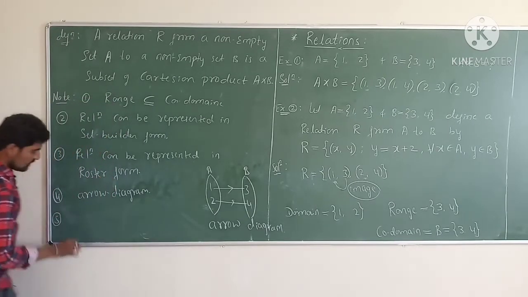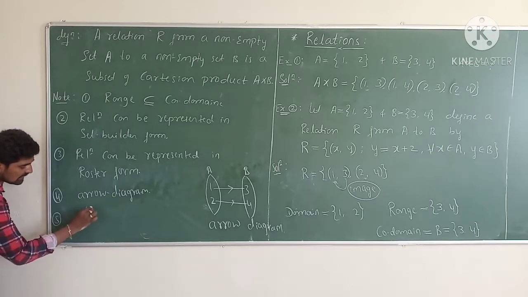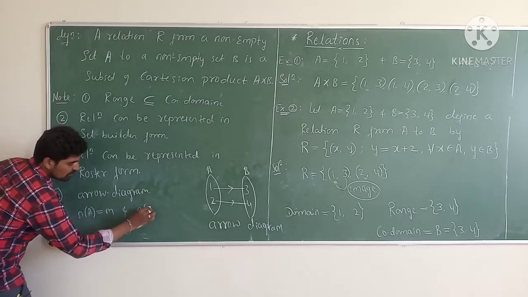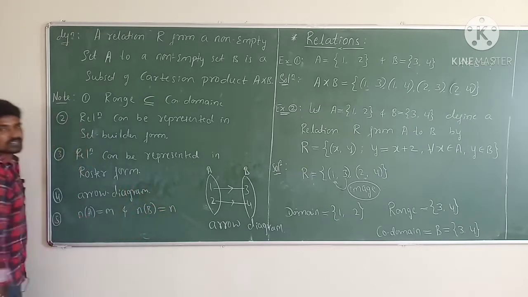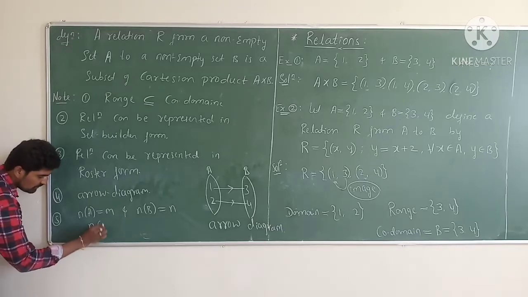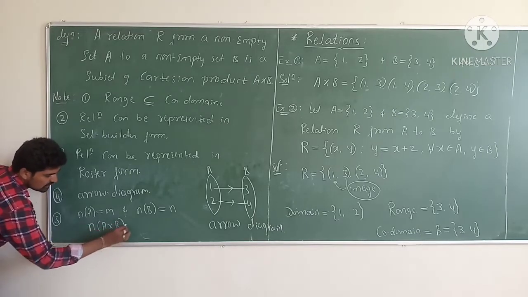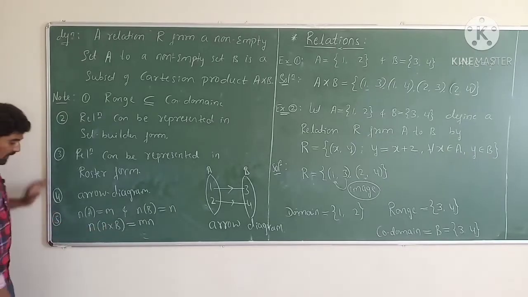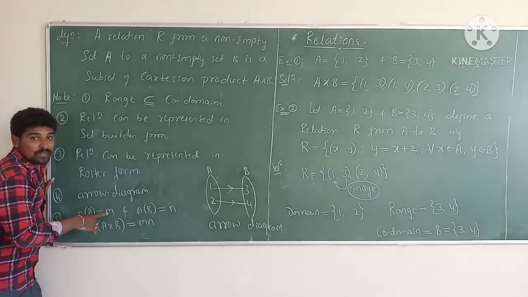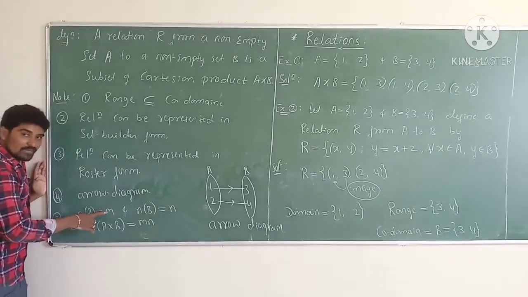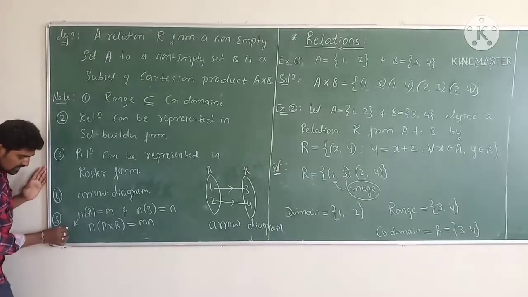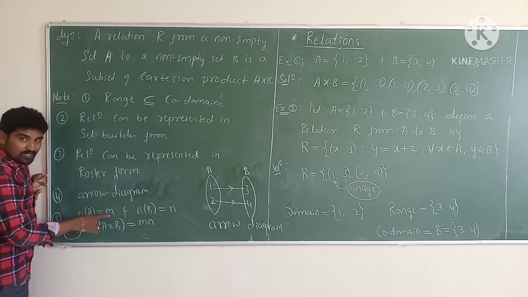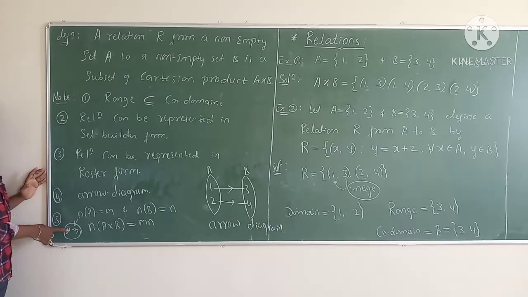If the number of elements present in set A is equal to m, and the number of elements present in set B is equal to n, then of course the number of elements present in A cross B should be equal to m into n. We discussed this. Then if set A has m elements, we may write the number of subsets for set A is equal to 2 raised to m. If a set has m elements, the number of subsets we can write is 2 raised to m.